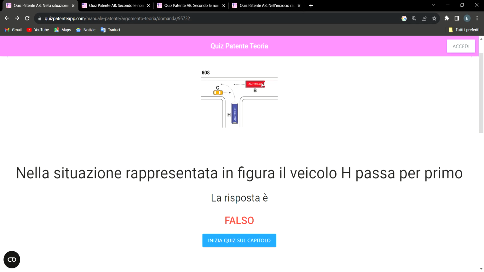In a situation like this, vehicle B is supposed to go first to transit, followed by H, then followed by C. Since the question says that vehicle H should be the first vehicle to transit, and that is not true, because vehicle B is supposed to be the first vehicle to transit, not vehicle H. So for that reason, the answer to this question is false. Vehicle B goes first, followed by vehicle H, and lastly followed by vehicle C. So take note of that.